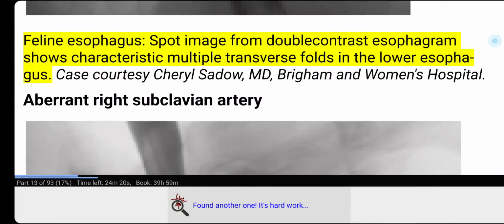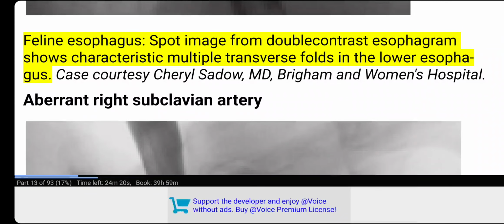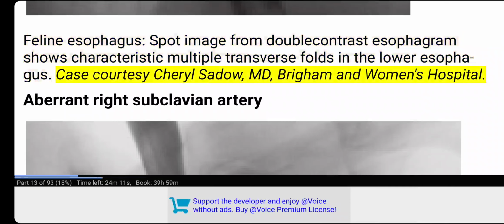Feline esophagus. Spot image from double contrast esophagram shows characteristic multiple transverse folds in the lower esophagus. Case courtesy Cheryl Sado, MD, Brigham and Women's Hospital.